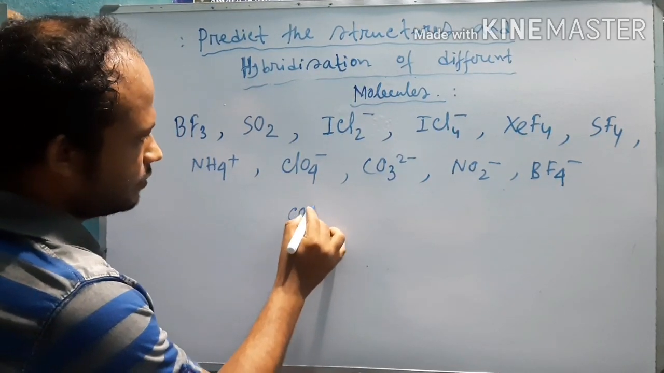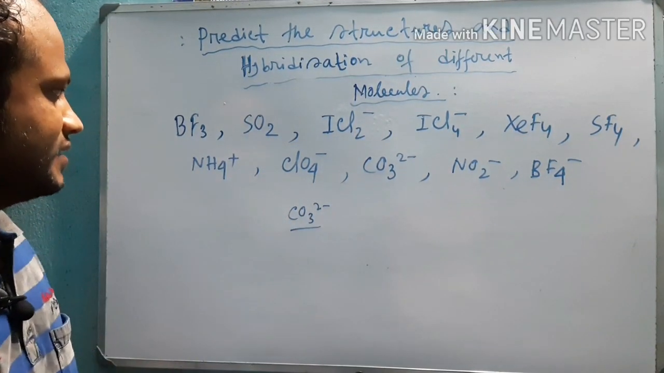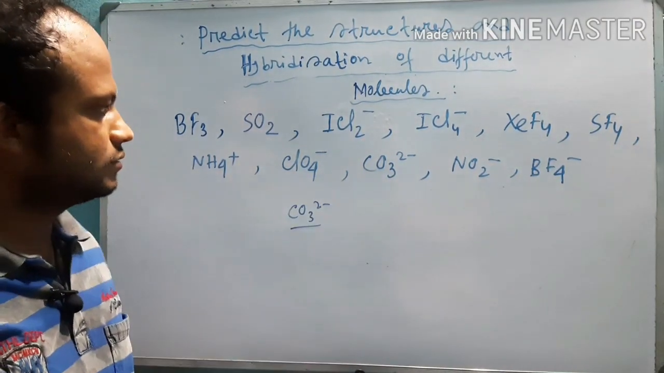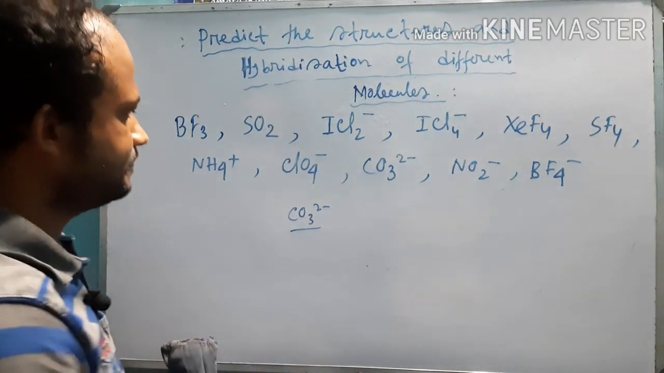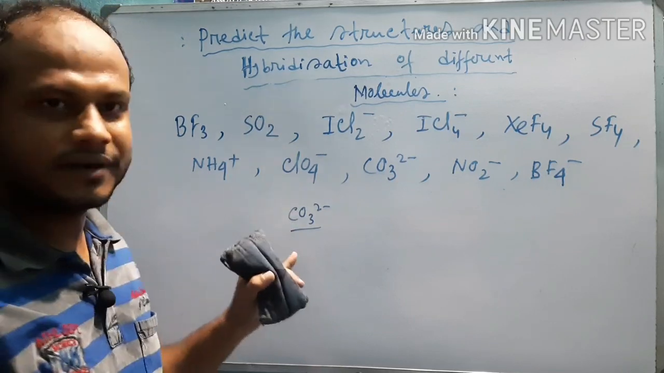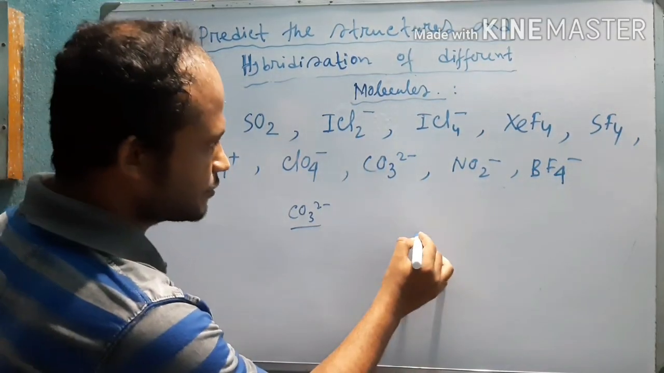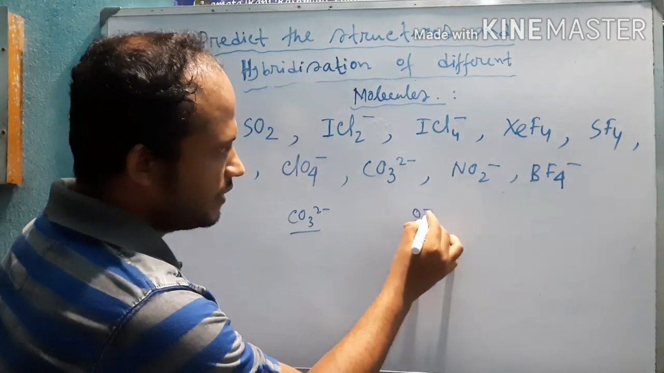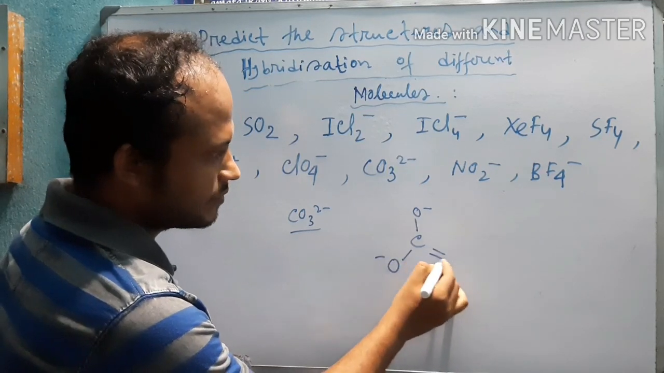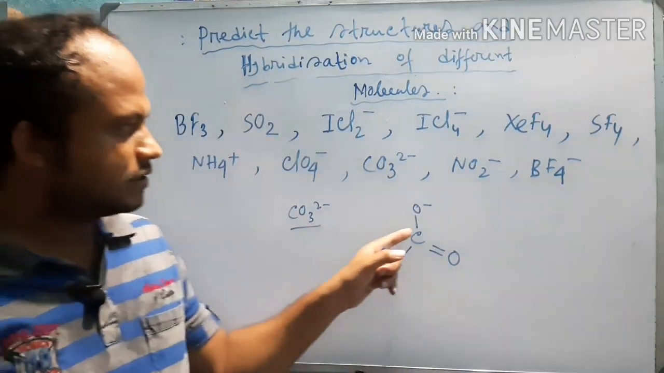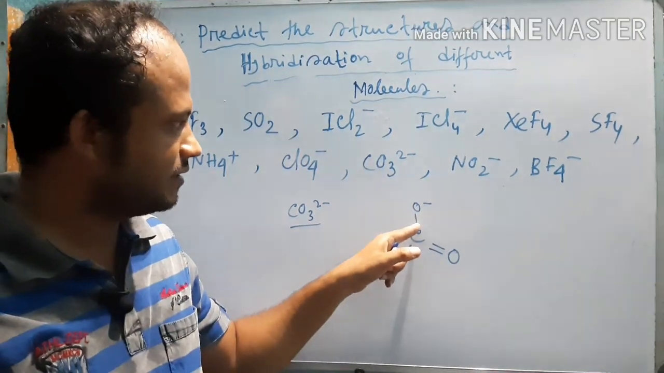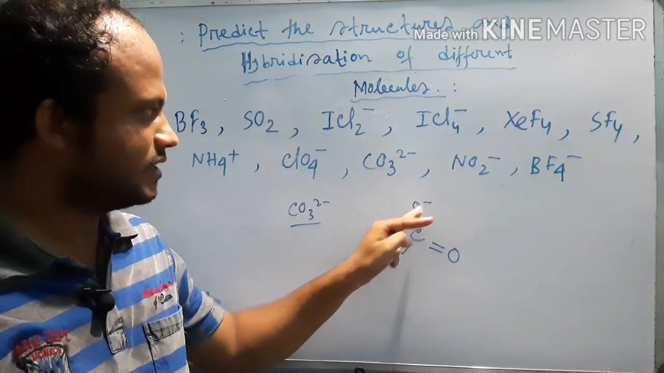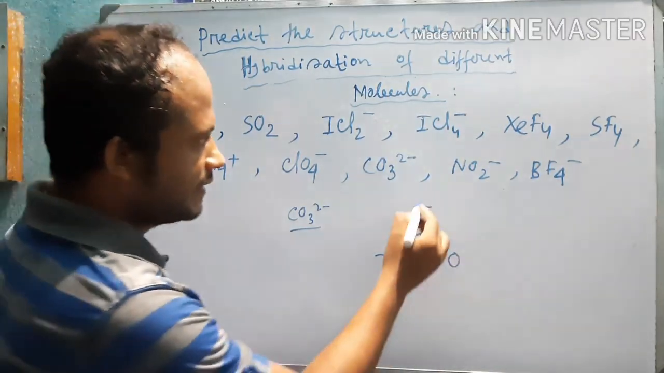Next, CO3 2 minus, the carbonate ion. Here carbon is attached to 3 oxygen atoms with a 2 negative charge. The valence electron number of carbon is 4, and with these 4 electrons, carbon is attached to 3 oxygen atoms. One oxygen atom is O negative, another oxygen atom is O negative, and the other oxygen atom is double bonded. Because carbon has 4 electrons in the valence shell, 1, 2, 3, 4, and the 2 negative charges are borne on 2 oxygen atoms, this one. Okay, and the lone pairs also.